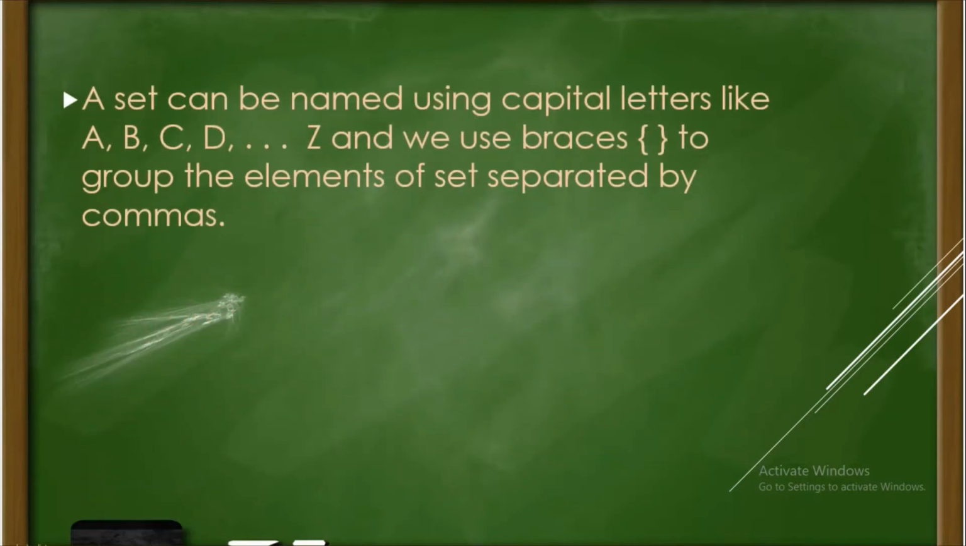So we have here, a set can be named using capital letters like A, B, C, D to Z. And we use braces to group the elements of a set, separated by commas. So in naming a set, you can use any letter, and you can use braces to group the elements. And in separating the elements, you can also use a comma. Halimbawa, unang element, comma, pangalawang element, comma, pangatlong element, comma.